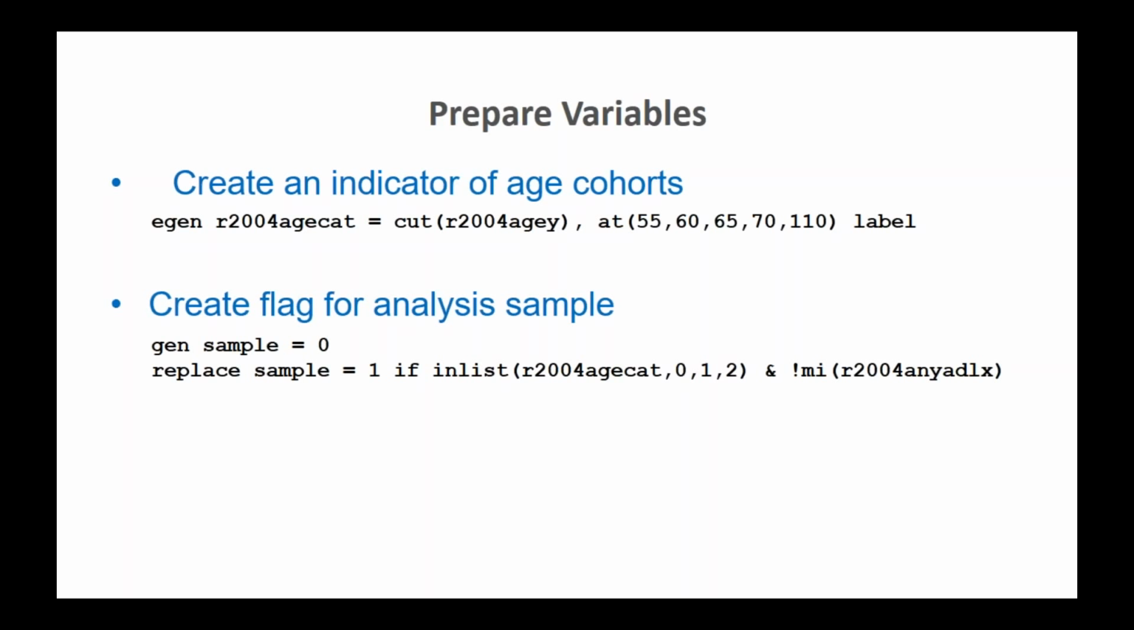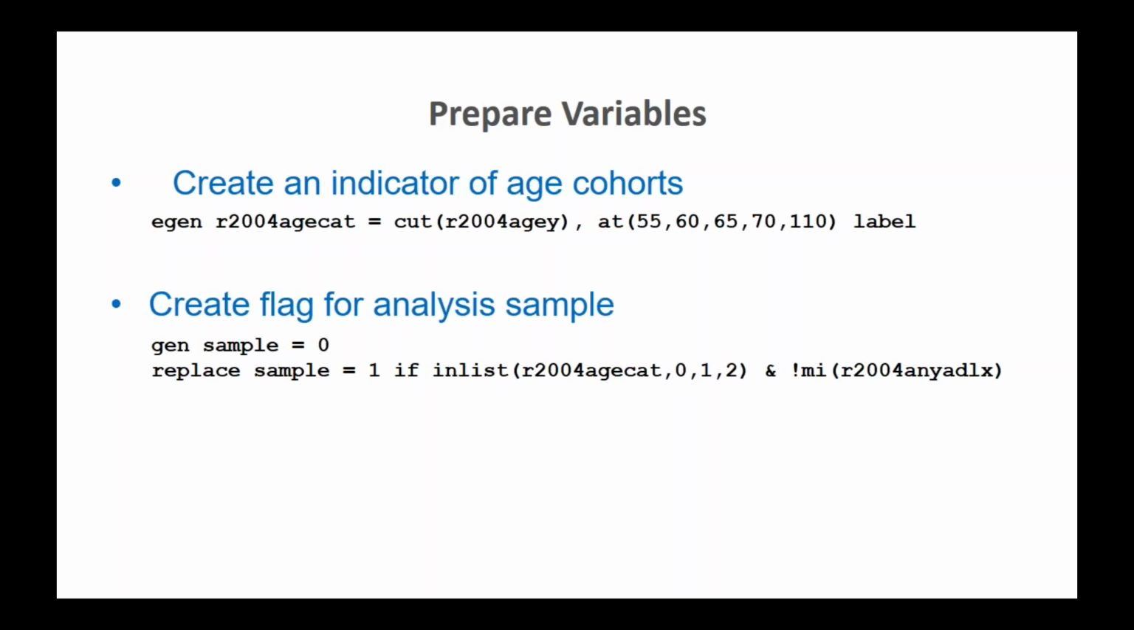And then we're going to also create a flag for who is in our sample. So our sample is going to include anyone who is in our 3 age categories, which have the values 0, 1, and 2 in the R2004 age categorical variable we just created. And anyone who isn't missing the change variable, right? So it's someone who we know followed from 2004 to 2014, and they gave us an ADL in both of those waves, and it either changed or stayed the same. So we're going to be losing some people here.